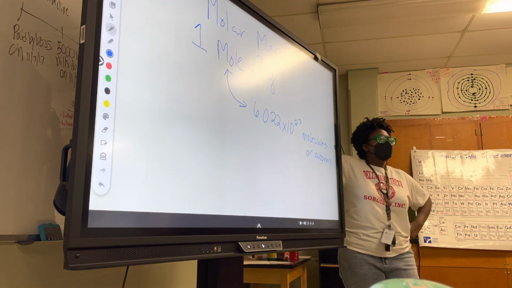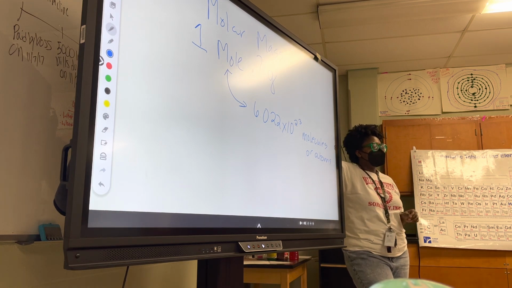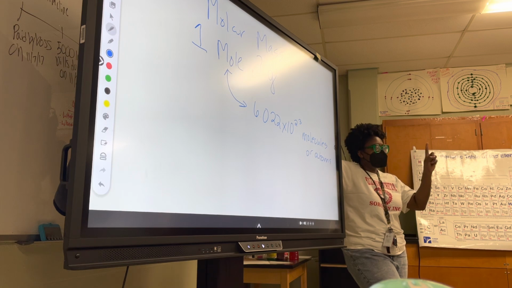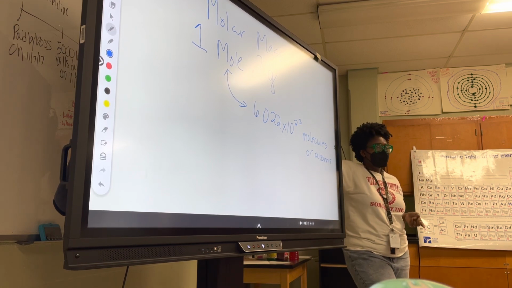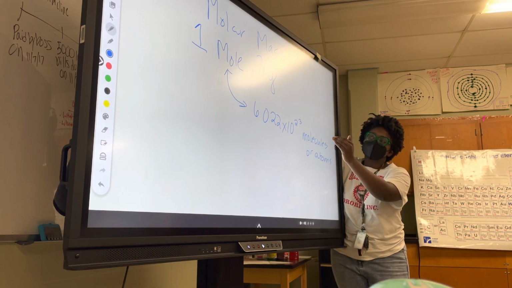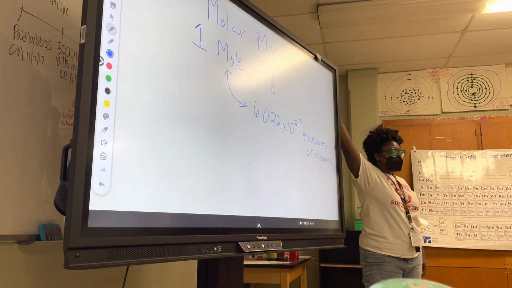So something that a lot of students think is that on the periodic table, when you see a mass, that represents how much one atom of an element weighs. That's not true. That represents how much 6.022 times 10 to the 23rd atoms weigh.